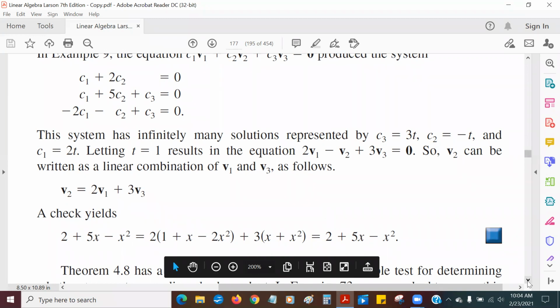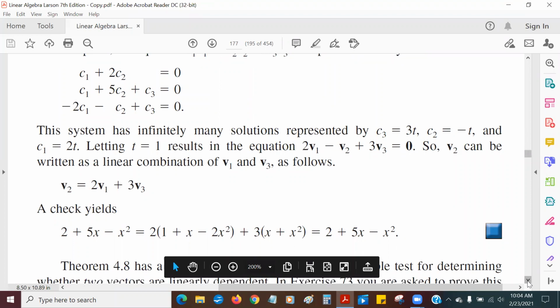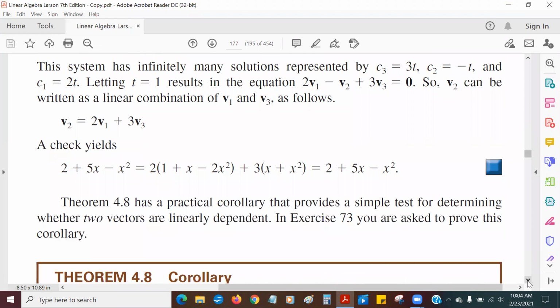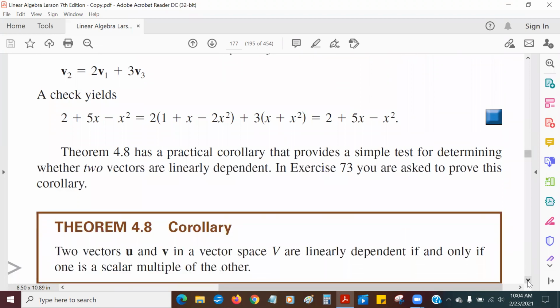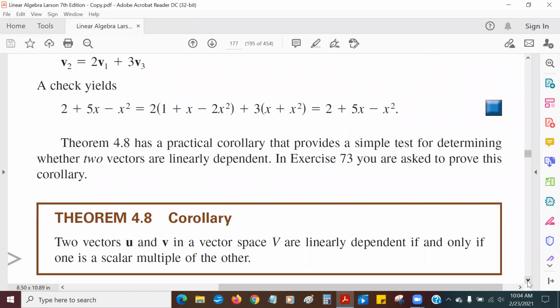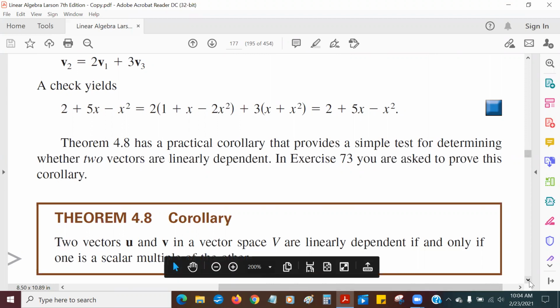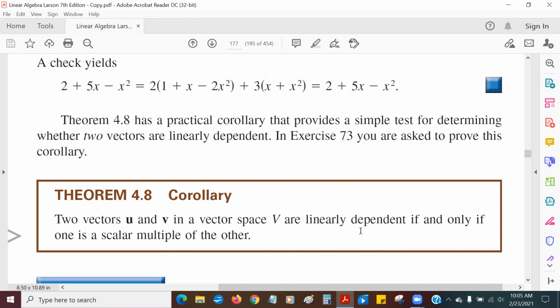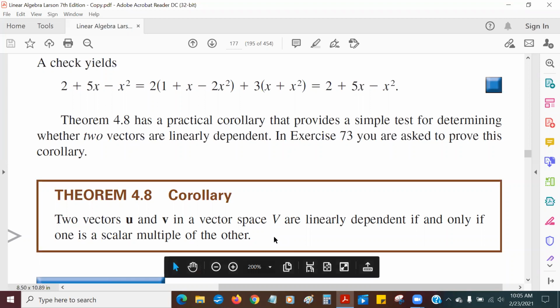So moving on. Actually, you can see it kind of well. Moving on. Theorem 4.8 has a practical corollary, and it's a very simple test for whether two vectors are linearly dependent. Two vectors u and v in a vector space v are linearly dependent if and only if one is a scalar multiple of the other.